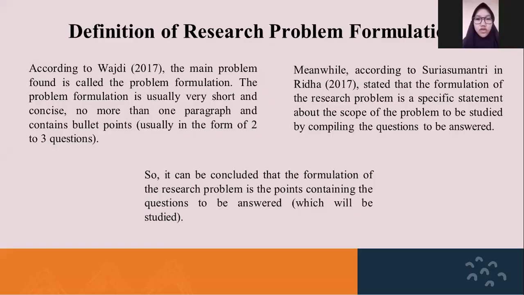First, definition of research problem formulation. According to WAJD 2017, the main problem found is called the problem formulation. The problem formulation is usually very short and concise, no more than one paragraph, and consists of bullet points, usually in the form of 2 to 3 questions.